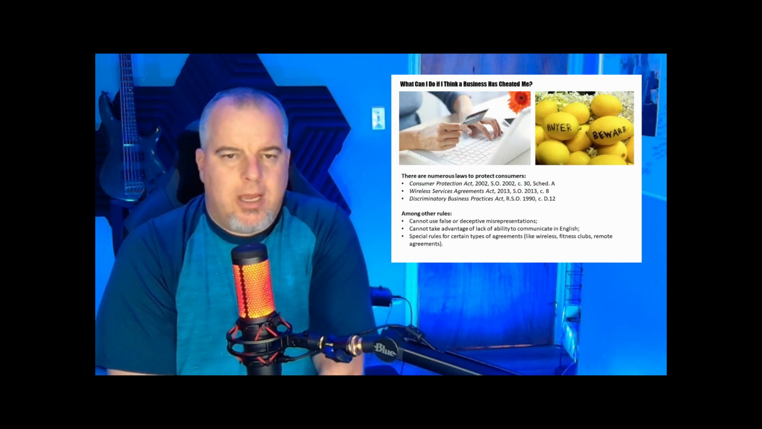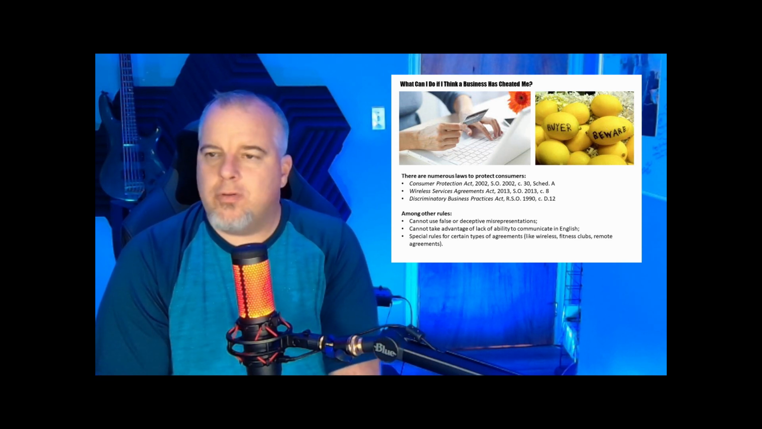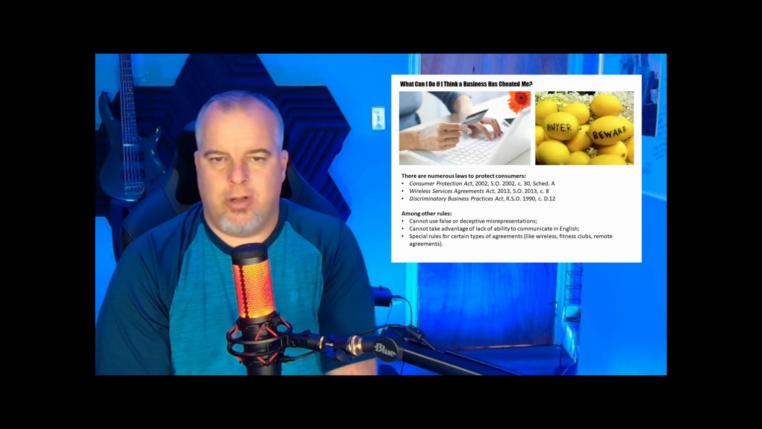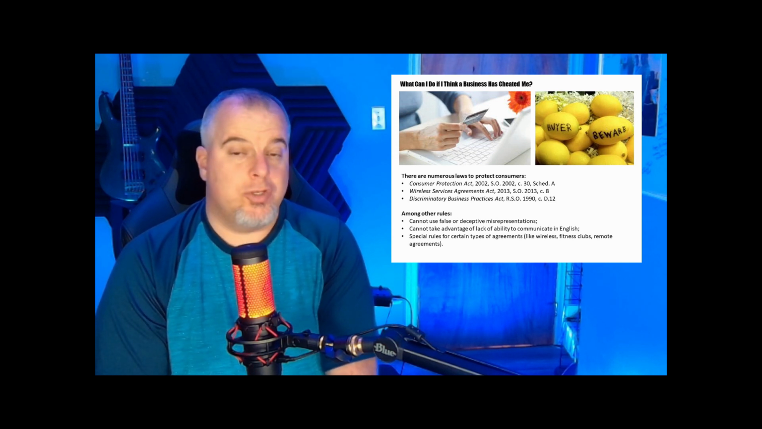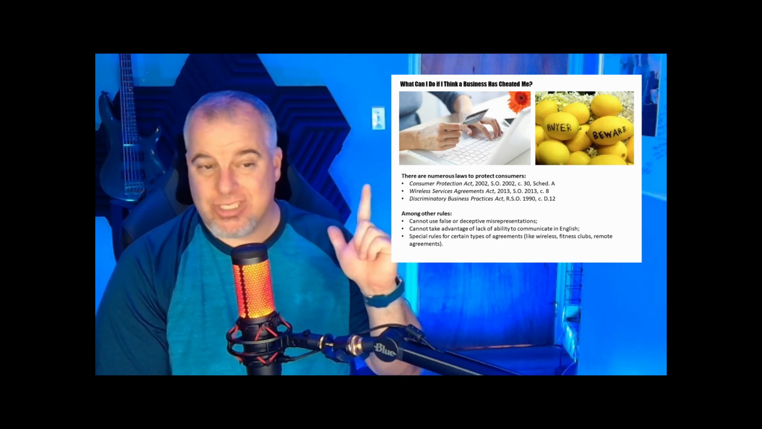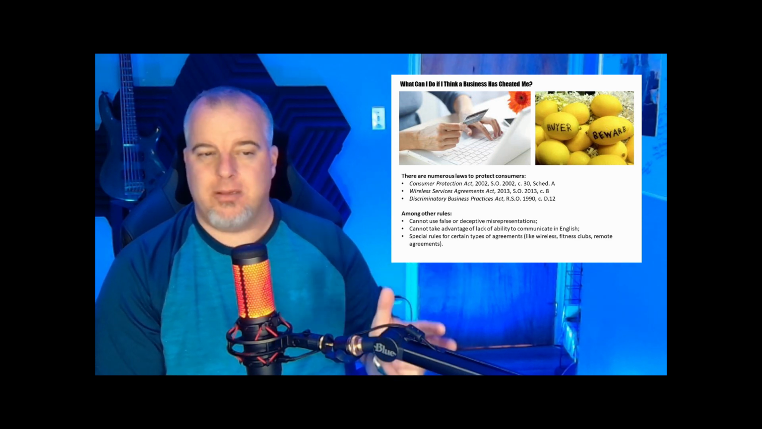The next thing that international students should know about Canadian law is what they can do if they think that a business has cheated them. And in Ontario, we have numerous laws that deal with the protection of consumers. So we have something called the Consumer Protection Act. So that's one. We have the Wireless Services Agreements Act. We have the Discriminatory Business Practices Act.